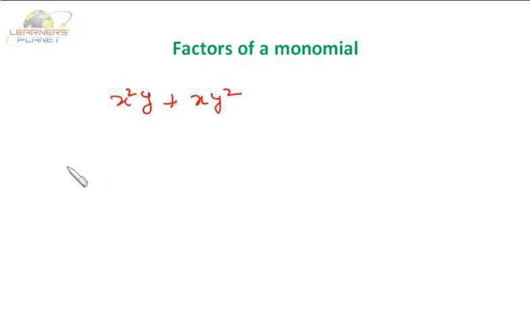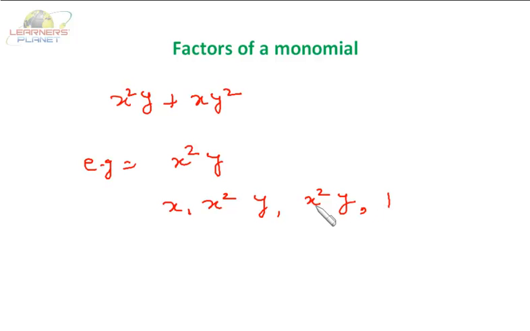Suppose I have an algebraic expression, for example, x square y. Okay, now what can be the factors of x square y? It's x square y and x square y, or we can say 1. All of these can be factors of x square y, that is x square y, x square y, and 1. Okay. Similarly, I take more examples.